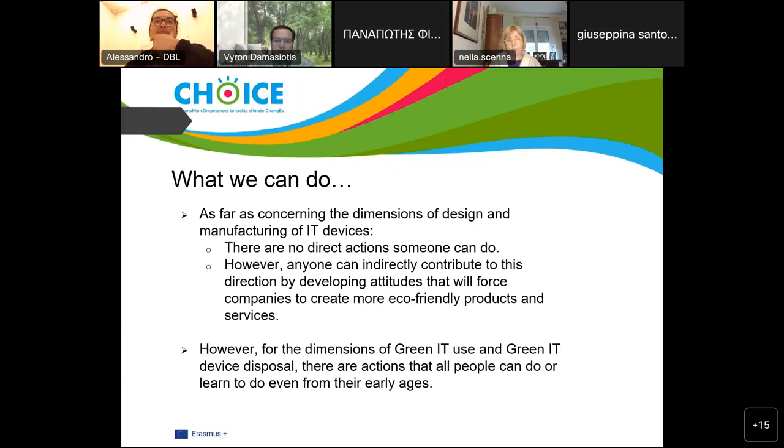manufacturing eco-friendly IT devices. However, there is a lot that we can do for the dimension of how we can use IT devices in an eco-friendly way, and how we can treat and manage IT wastes. And this is something that can be done by all people, and we can teach people to do that even from early ages.